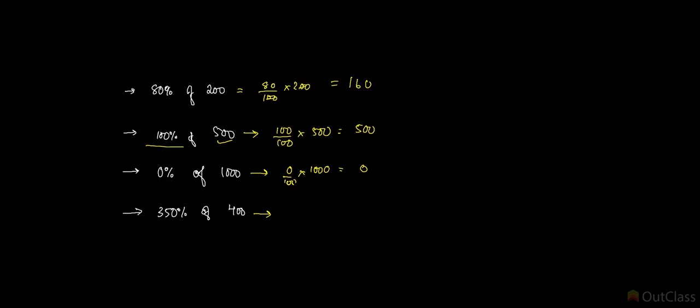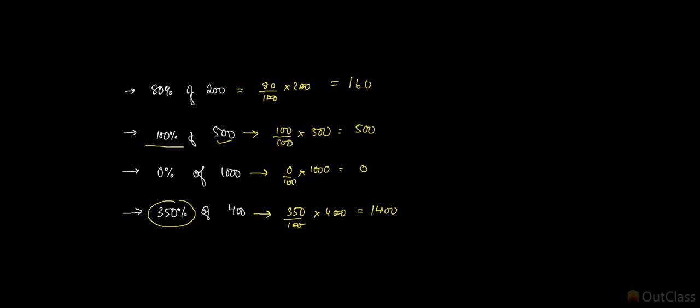350% of 400. Can we give a number greater than 100 here? Yes, we can. 350 by 100 into 400. The zeros will cut. You have 350 into 4, which is 1400. 350% of 400 is 1400.